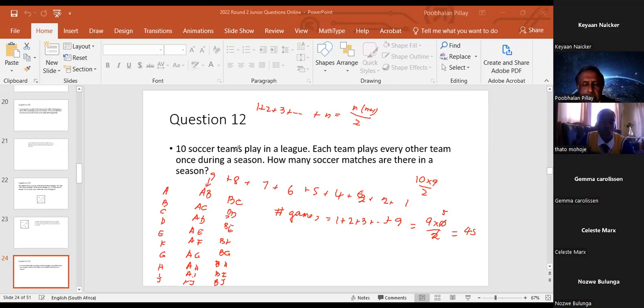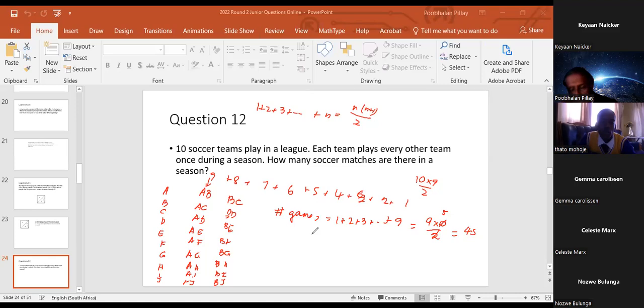Actually, it's like choosing 2 teams. The problem is really, how many ways can you choose 2 teams from 10? Because what we are doing is, we're choosing all the possible pairs of teams to create a match. Every team has to play every other team. So you pick all the possible pairs.